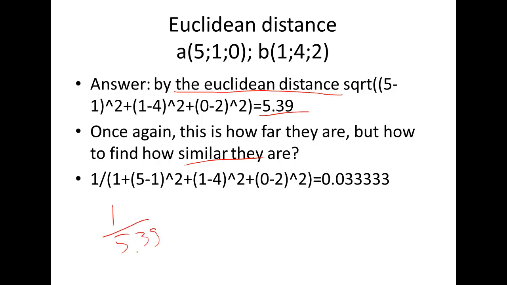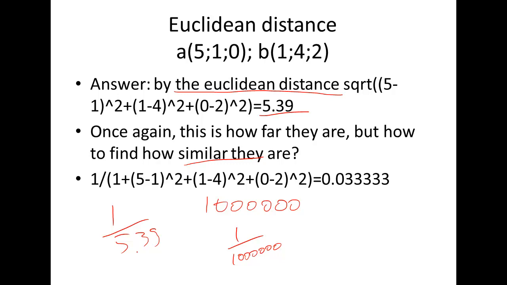How does that work? That works in such a way that if the distance is very big, let's say the distance is 1,000,000, then the similarity will be 1 divided by 1,000,000. It will be very small. So once again, if the distance is very big, like 1,000,000, the similarity will be one millionth, which is very small.